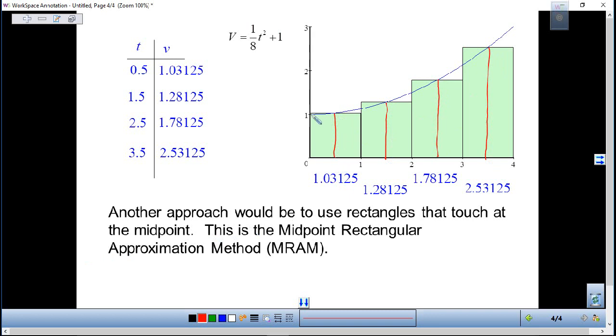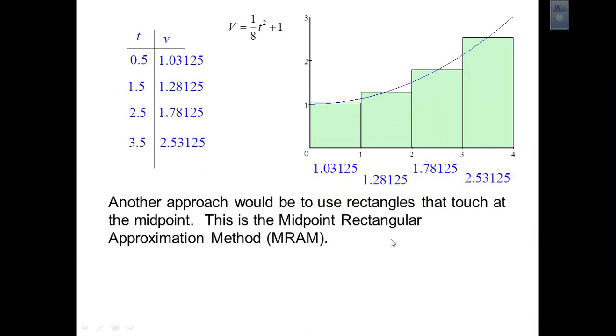So the height, or the value of the function at 0.5, the value of the function at 1.5, the value of the function at 2.5, and the value of the function at 3.5. That's where these numbers come from, times the width, which is 1, and that's where those areas come from. So when we add these all up, the approximate area is going to be 6.625.